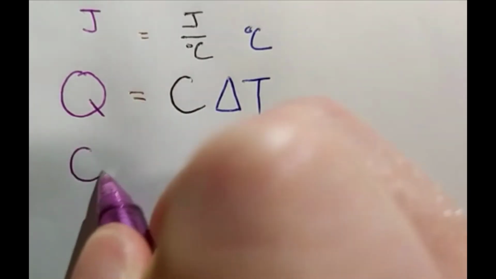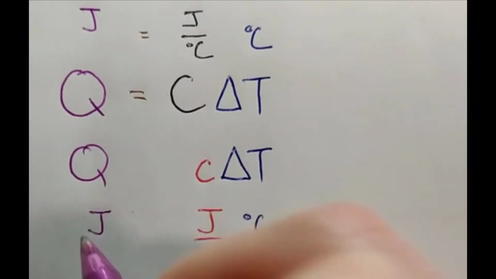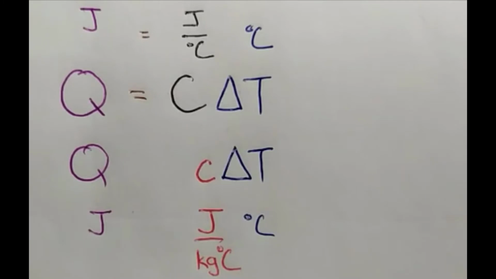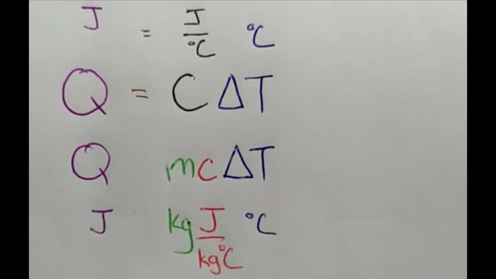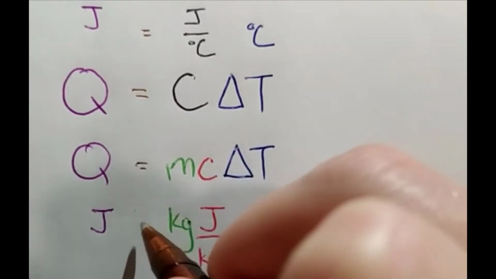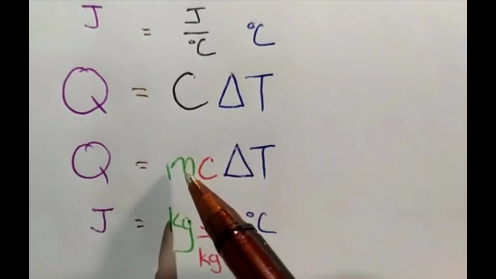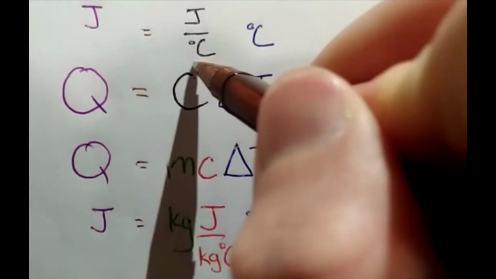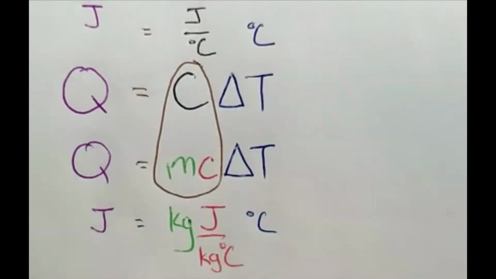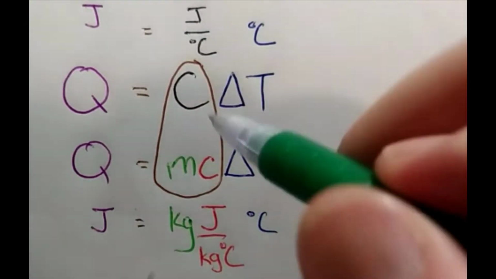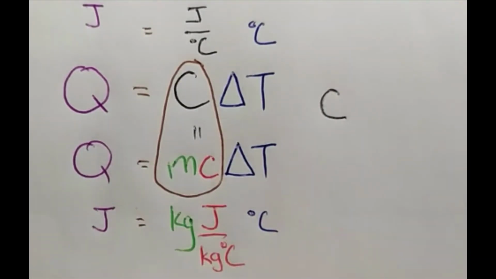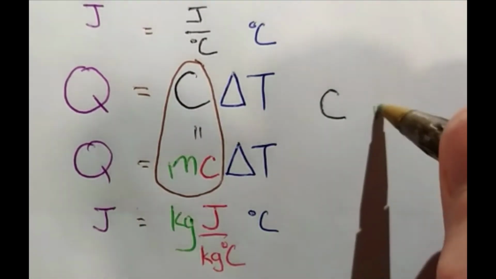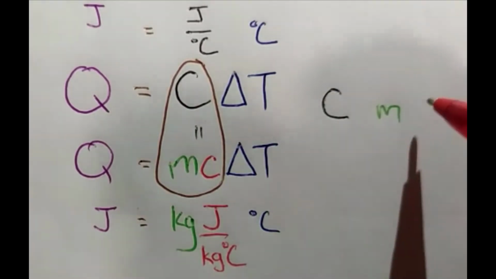And energy, Q, in joules, is also the same. We can see from unit analysis that this equation is missing something, and that thing is mass, measured in kilograms. The difference between these two equations is on the top, heat capacity, capital C, and on the bottom, specific heat capacity multiplied by mass, or mc. In fact, these two are equivalent. Heat capacity, capital C, is equal to mass multiplied by specific heat capacity.